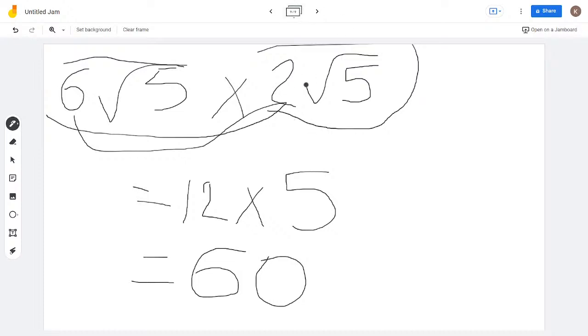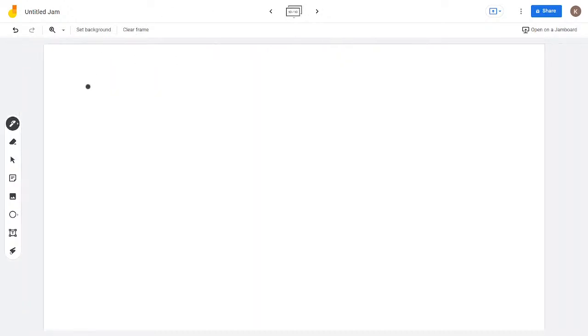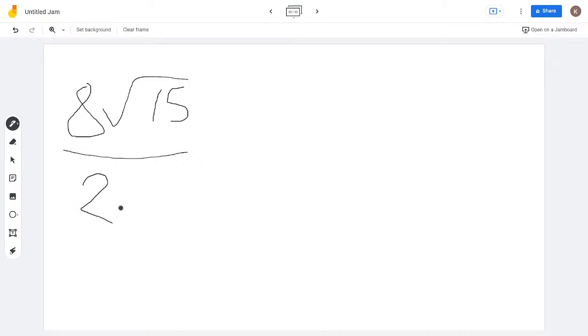Right, students? I hope this is all clear to you. Now let's do an example of the division part also. So let's divide 8 root 15 by 2 root 3. So how can you do this? How would you proceed for this?